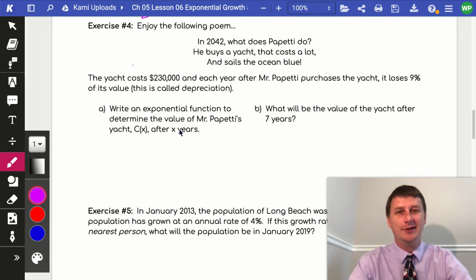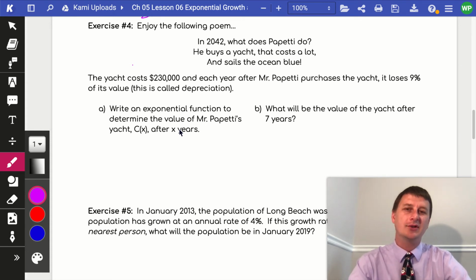In this video, we're going to be taking a look at exercise number 4 in our lesson on exponential growth and decay. It says to enjoy the following poem. Let's see what this poem says.